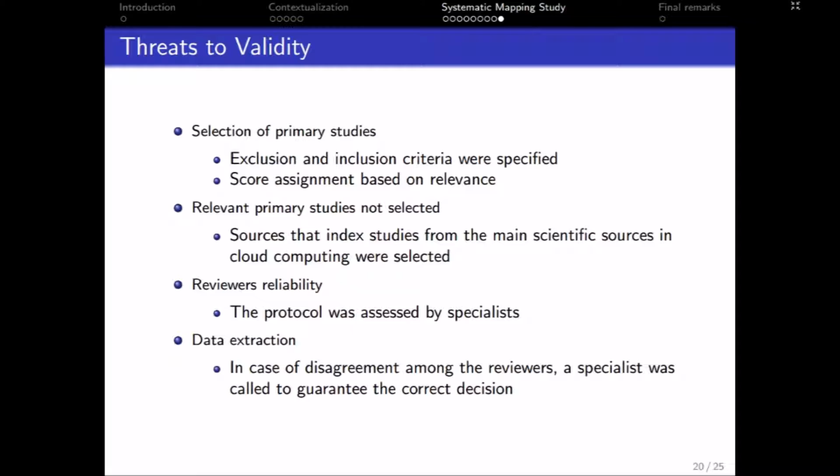All reviewers that participated in this study work on cloud computing. The protocol was assessed by specialists so that deviations during the analysis could be avoided. It is worth mentioning that not all information was obvious to answer the research questions. Several sources, such as external papers and technical reports, were consulted, so that the validity of the process could be ensured.